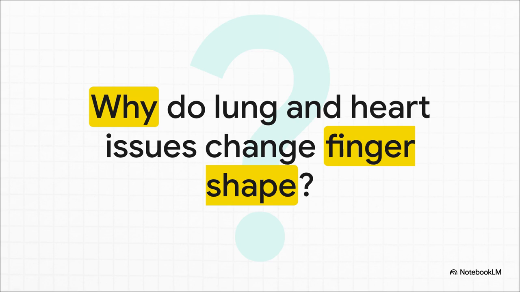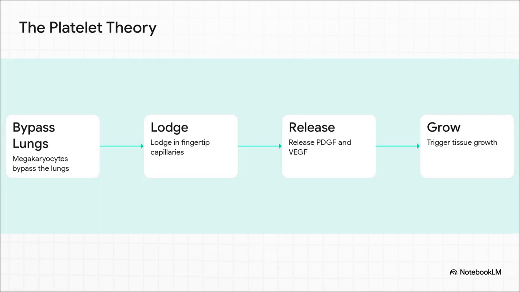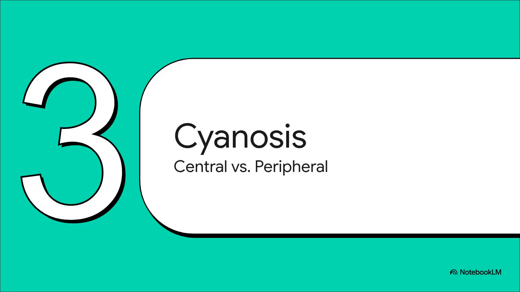For decades, this had doctors completely stumped. Well, the 1987 platelet theory offers a brilliantly logical explanation. Normally, these massive cells called megakaryocytes break down into smaller platelets in the lungs. But if there is a disruption, say a right-to-left cardiac shunt or severe pulmonary inflammation, these giant cells completely bypass the lung's filtering system. They cruise into the systemic circulation, physically get stuck in the tiny capillaries of your digits, and boom, they release platelet-derived growth factor and vascular endothelial growth factor. That's what triggers the tissue expansion and vascular permeability that gives you that boggy nail bed. Makes total sense, right? Moving on to Section 3, cyanosis, central versus peripheral.